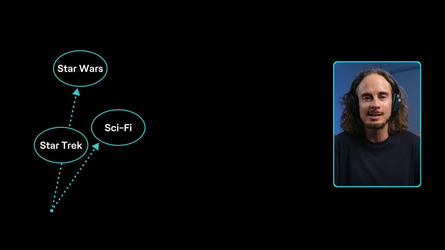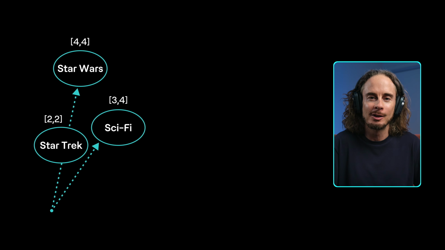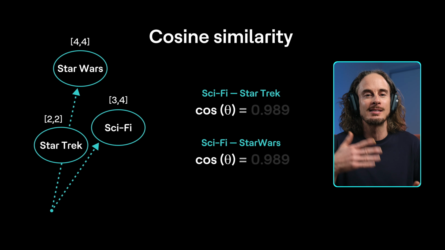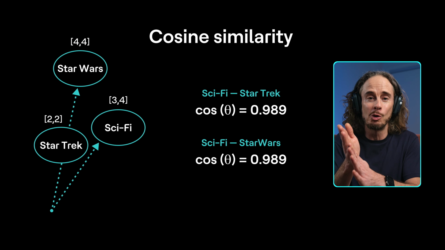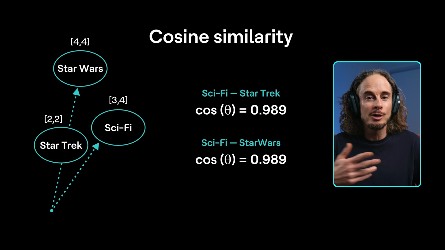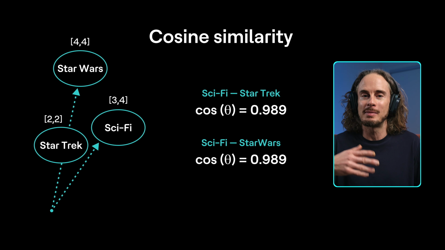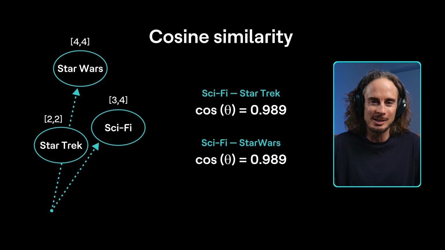Now let's learn about dot product. Dot product is useful when similarity should reflect both directional alignment and magnitude. A good example is recommendation systems, where magnitude can represent the strength of a user's preference or rating signal. To see the difference, let's say we're comparing embeddings for sci-fi with Star Trek and Star Wars. And I've hard-coded the values here for illustrative purposes.